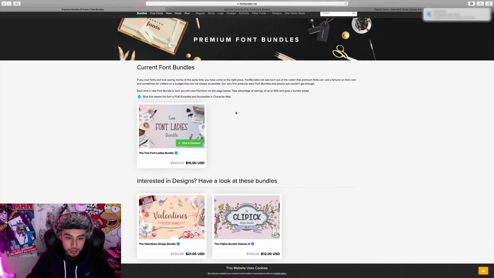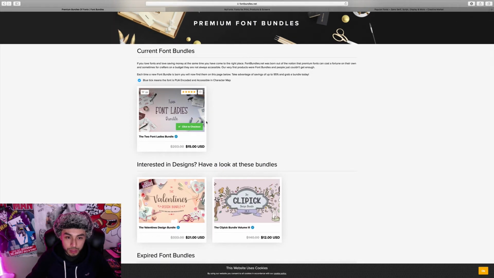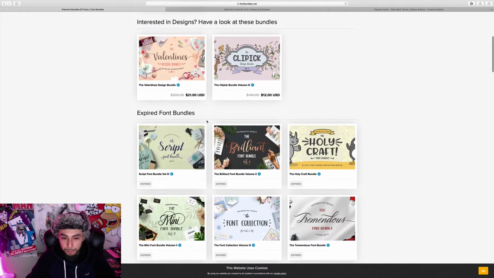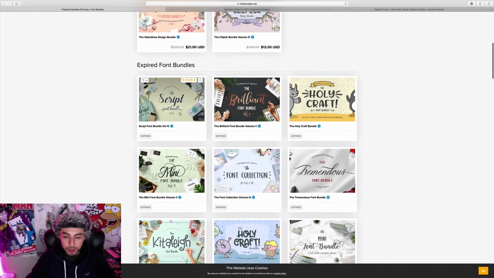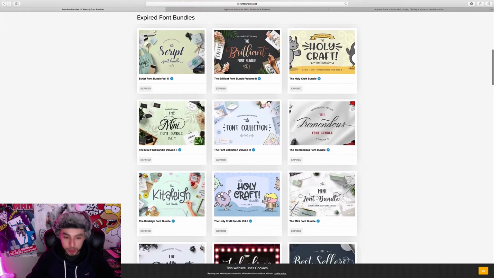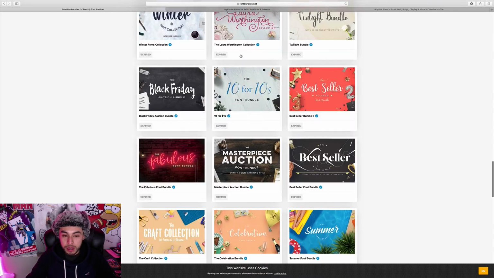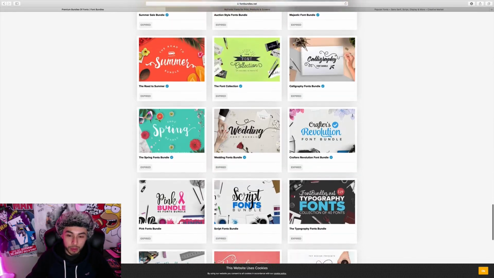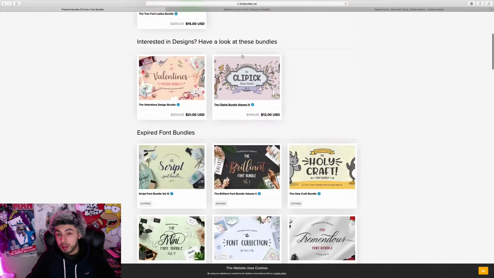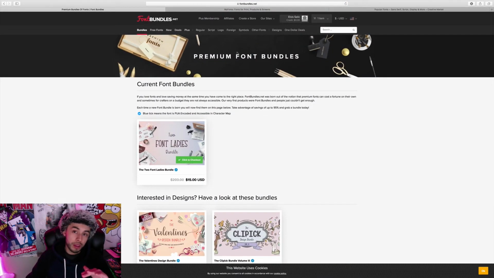Let's see here. This one, 2 font native bundle. Right here, expired font bundles. Here are some of the bundles that I purchased. I purchased this one. I mean, I've purchased a lot of bundles that they've offered before. And that's one thing about them. Their font bundles are not always available. They have like a limited time that they're available.